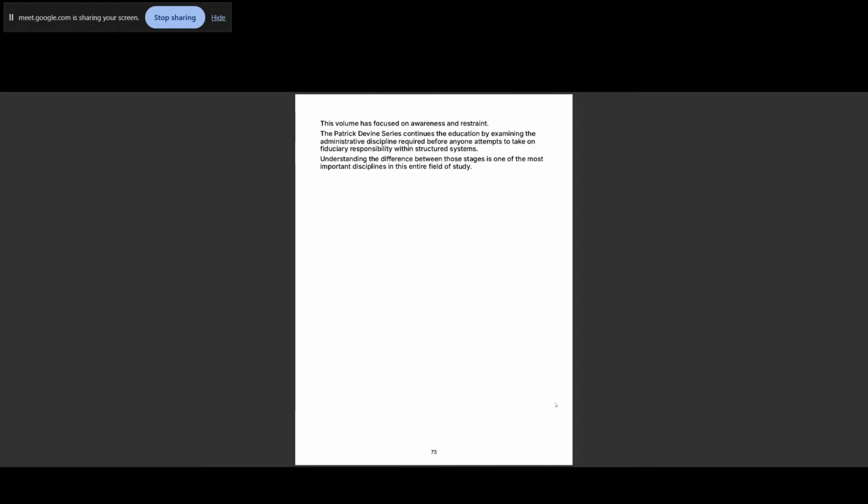This volume is focused on awareness and restraint. The Patrick Devine series continues the education by examining the administrative discipline required before anyone attempts to take on fiduciary responsibility within structured systems. Understanding the difference between those stages is one of the most important disciplines in this entire field of study.